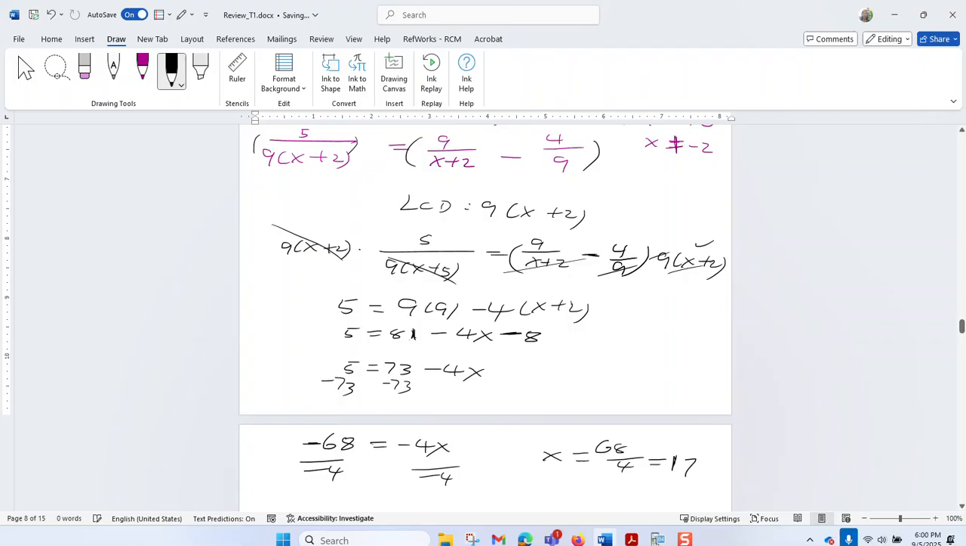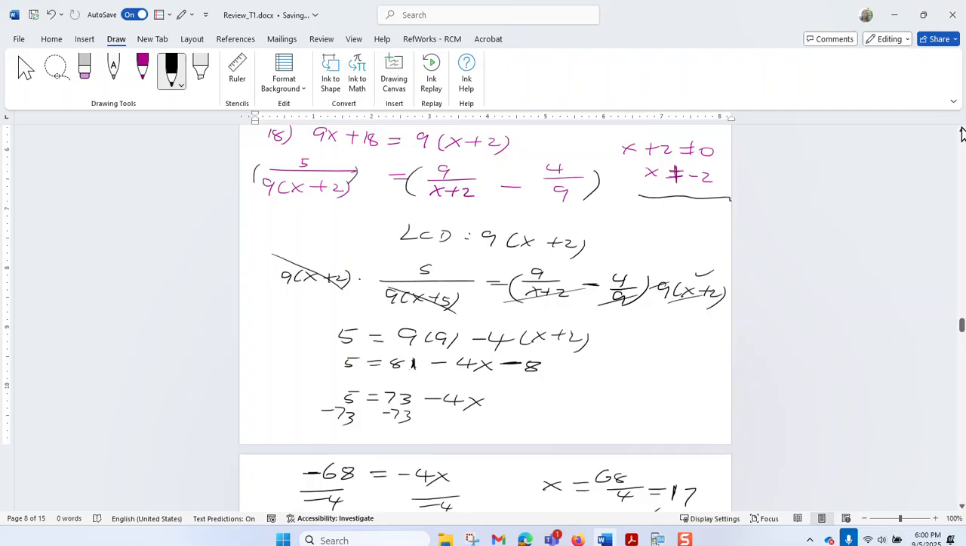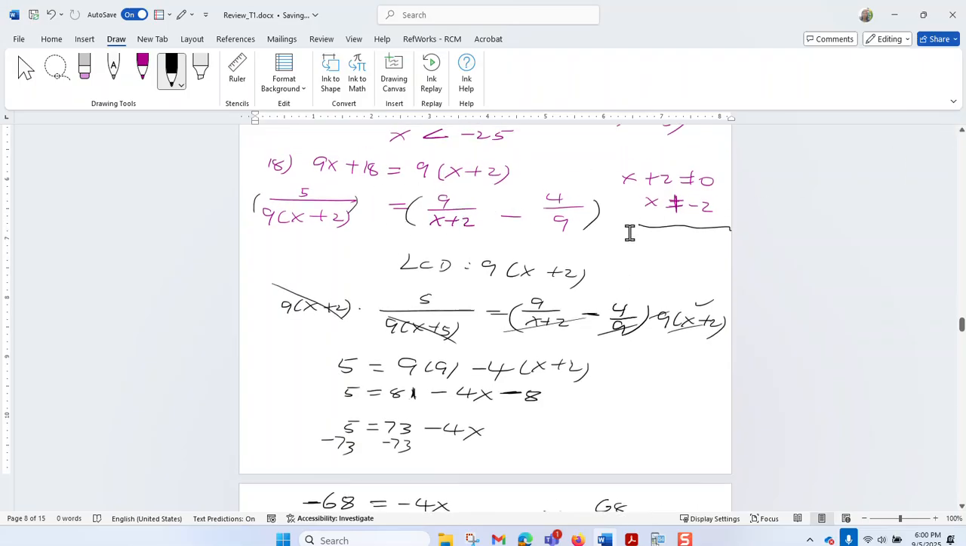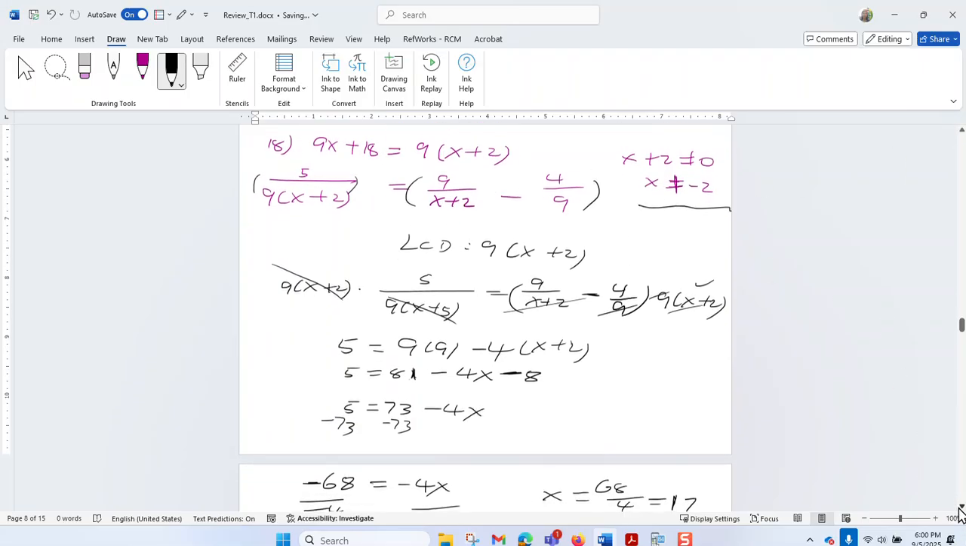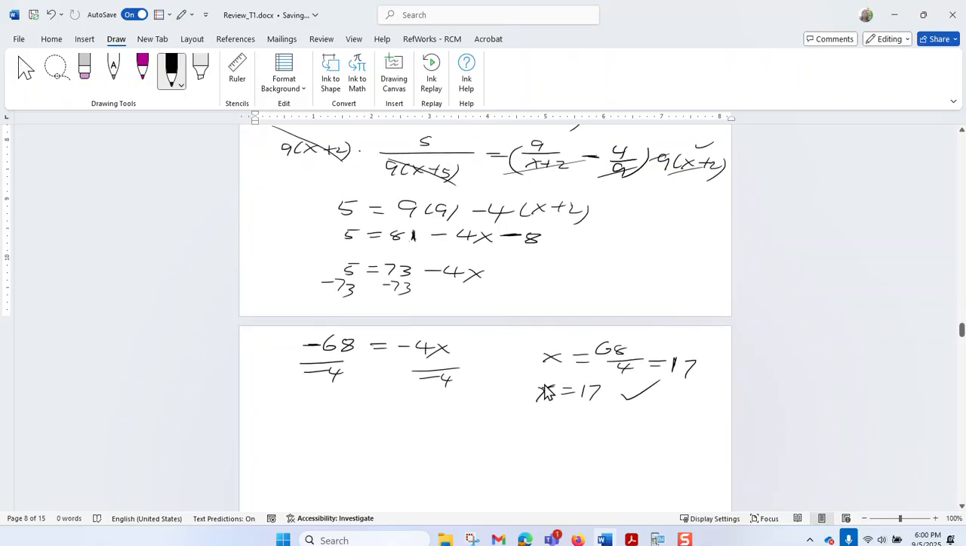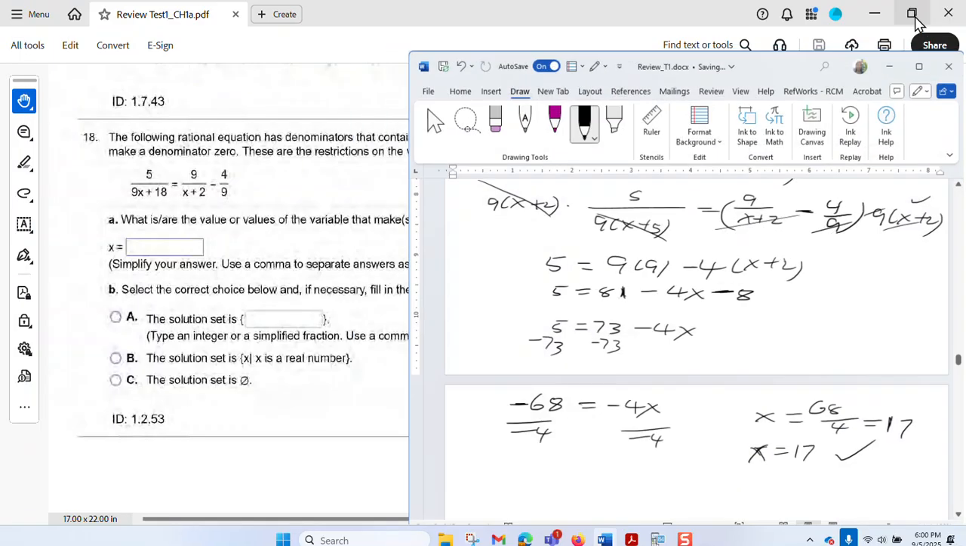Let's combine that with what we found earlier. We said x cannot be equal to negative 2, but my x is not negative 2. My x is 17, so that's okay. This one is the solution. Because we said earlier x cannot be negative 2, but my solution here is not negative 2. My solution here is 17. So this is okay. So our solution set here is x will be 17.